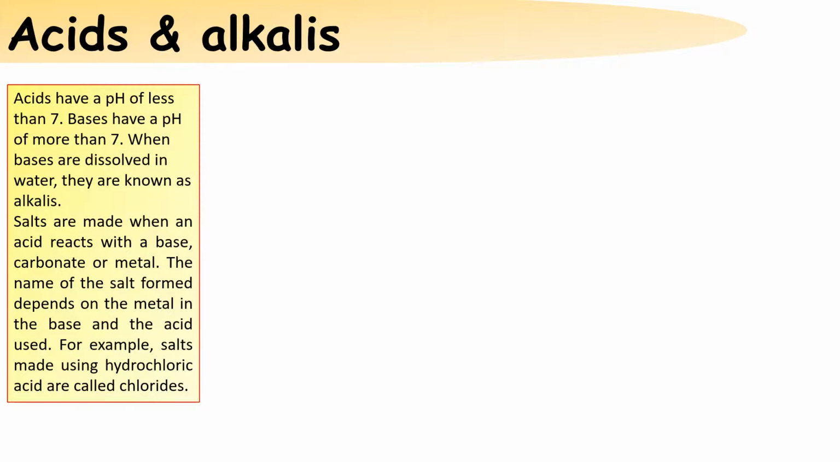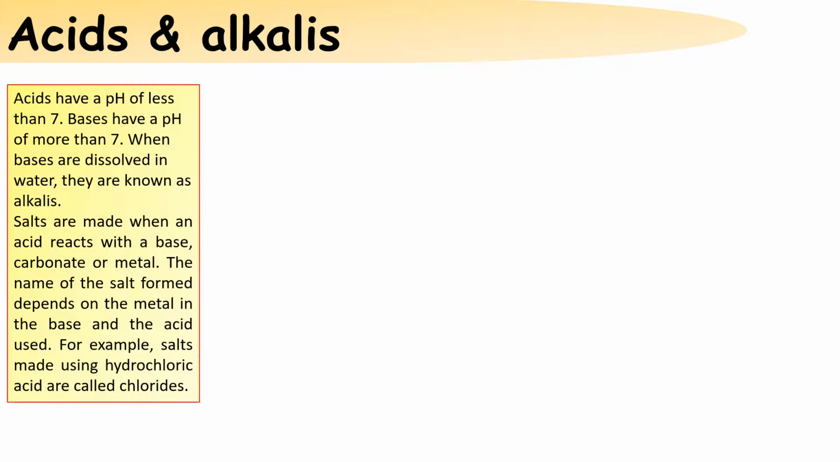Acids have a pH less than 7, bases have a pH more than 7. When a base is dissolved in water, they are known as alkalis. Salts are made when an acid reacts with a base, carbonate or metal. The name of the salt formed depends on the metal in the base. For example, if hydrochloric acid is used, then the salts formed will be chlorides.